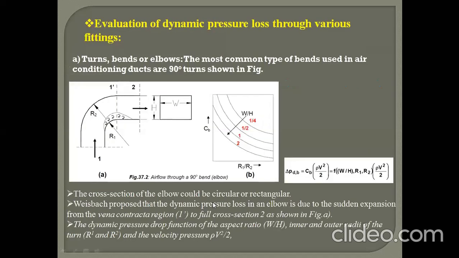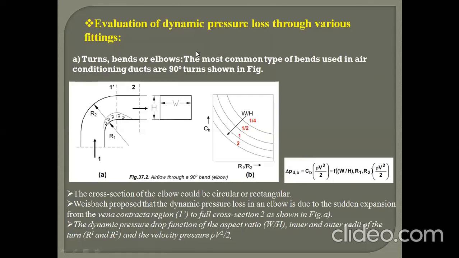Next we'll see a few important fittings that we are going to use in day-to-day life. The first fitting is the turn bends or elbows. The common type of bends used in air conditioning are the 90-degree turns, as shown in the figure. The cross section of the elbow could be circular or rectangular. And Weisbach proposed that dynamic pressure loss in an elbow is due to sudden expansion and the vena contracta.